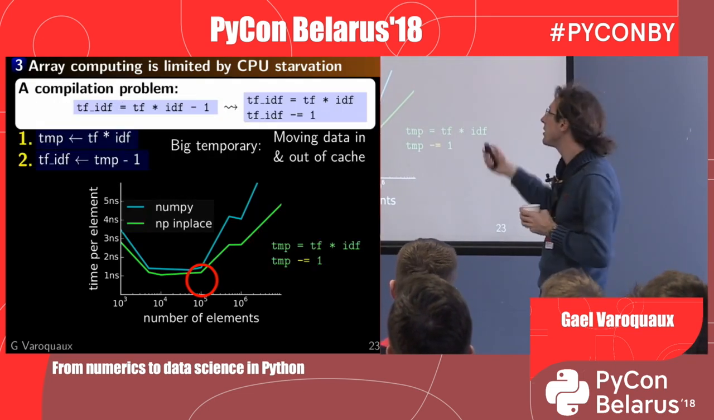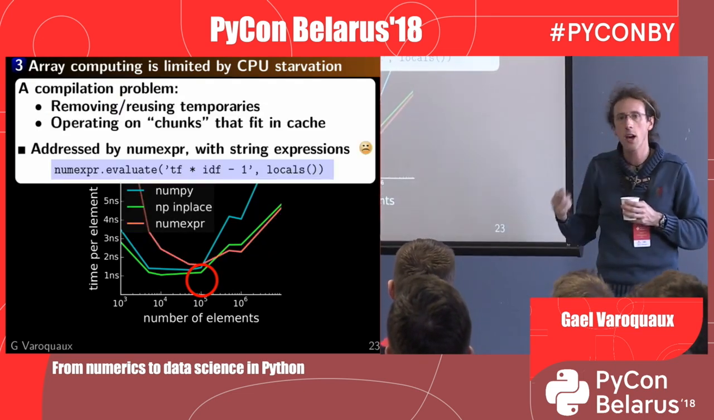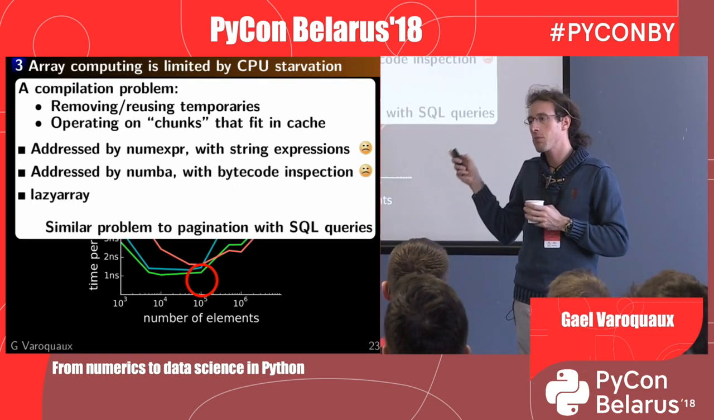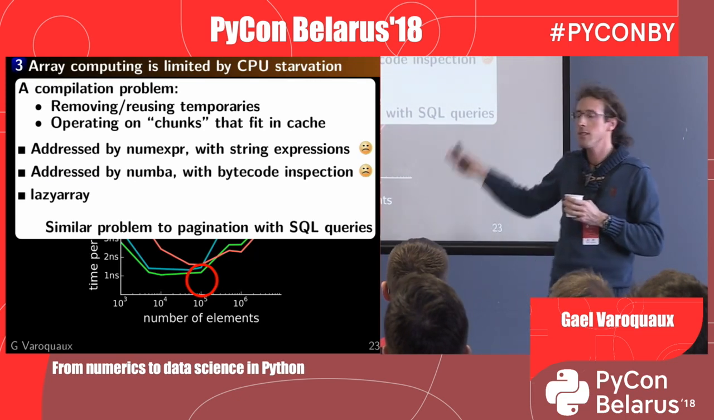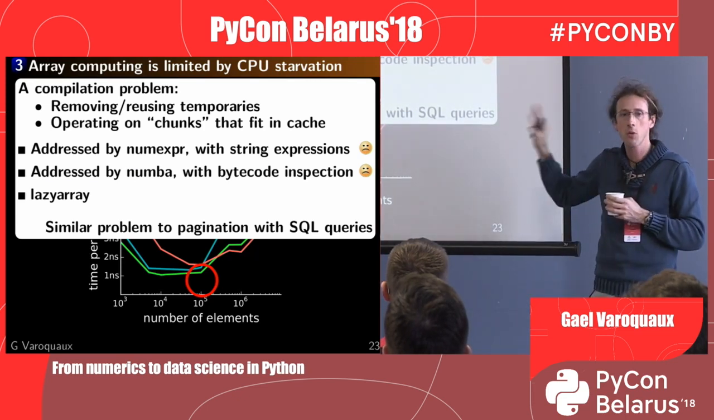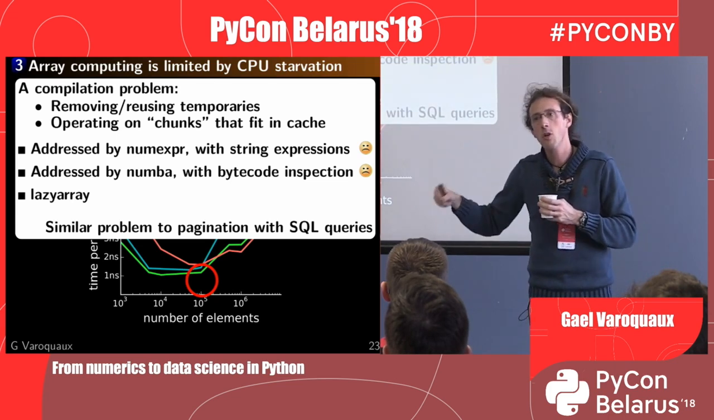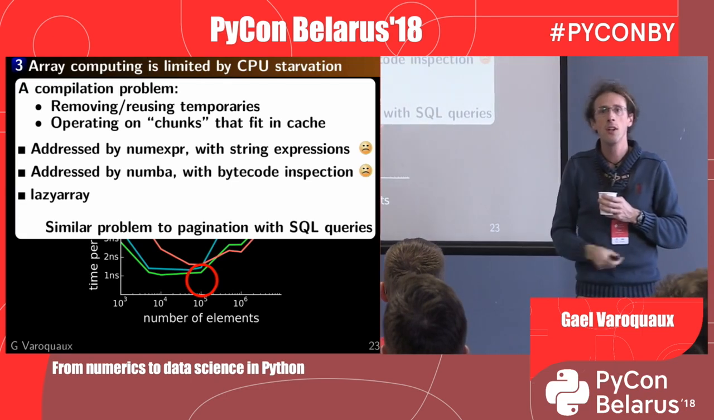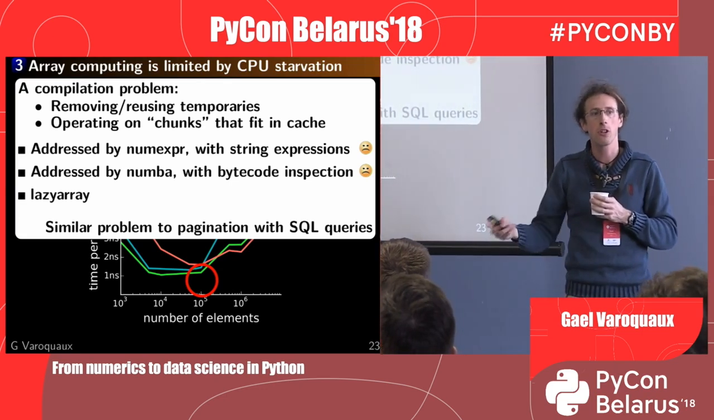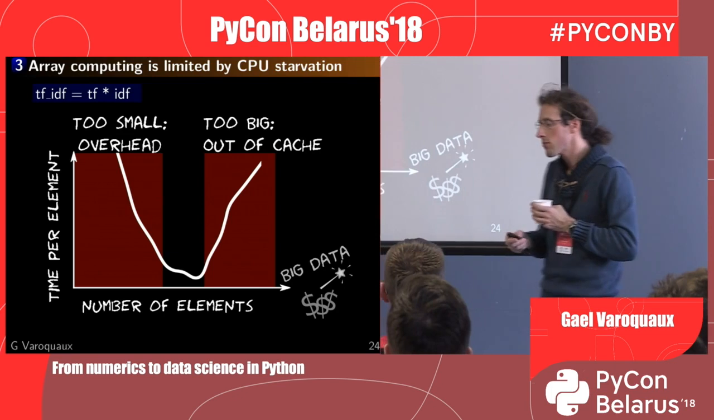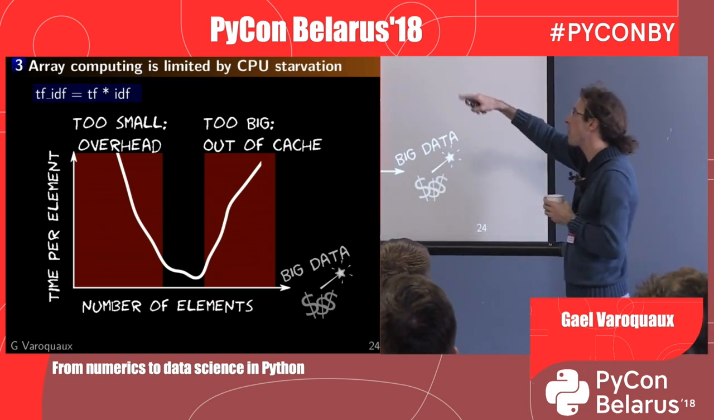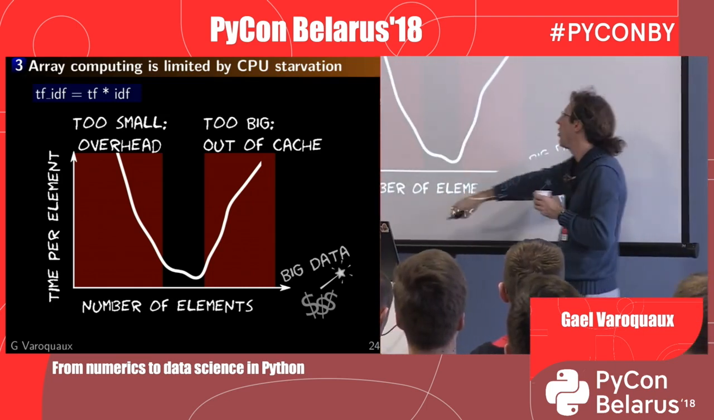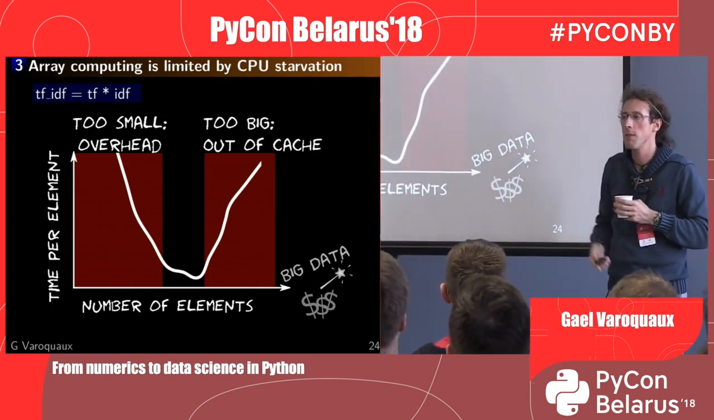So this can be seen as a compilation problem, and there's a bunch of modern libraries that try to address it as a compilation problem. Things like NumExpr or Numba or lazy arrays, and this is related to pagination with SQL queries if you're good at SQL. So what I'm saying is that another kind of abstraction can address this, but it's just not universally deployed currently. All right? So the take-home message is that when you're doing array computing, you can either have tiny arrays and then you're limited by the overhead, or huge arrays and you're falling off the cache and you're limited also.